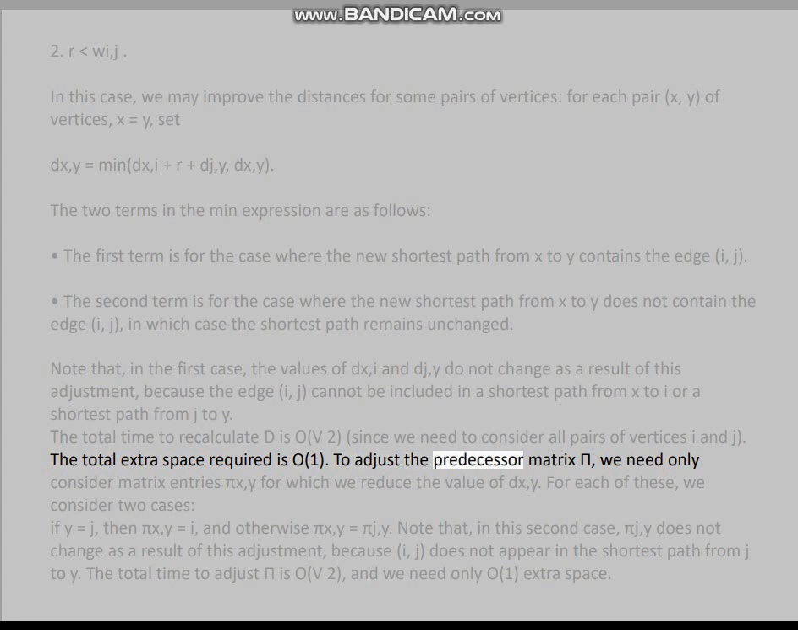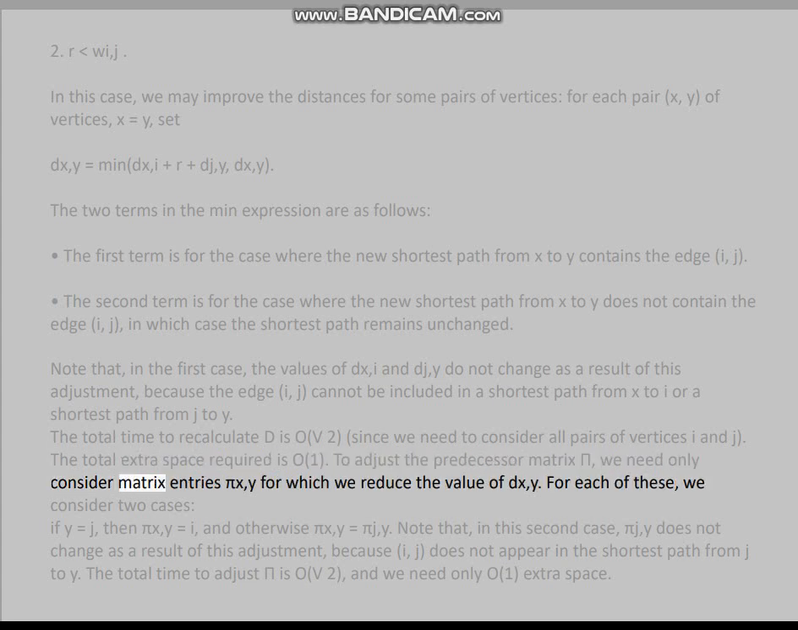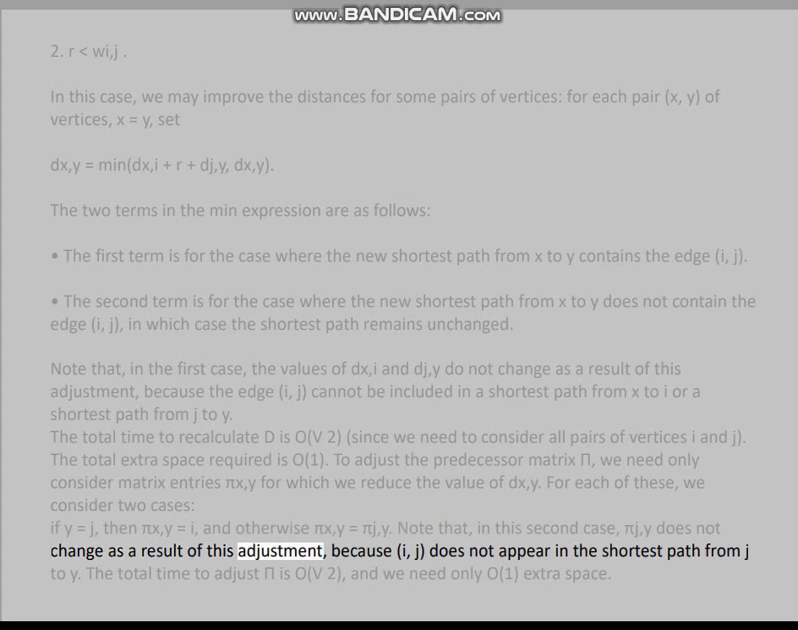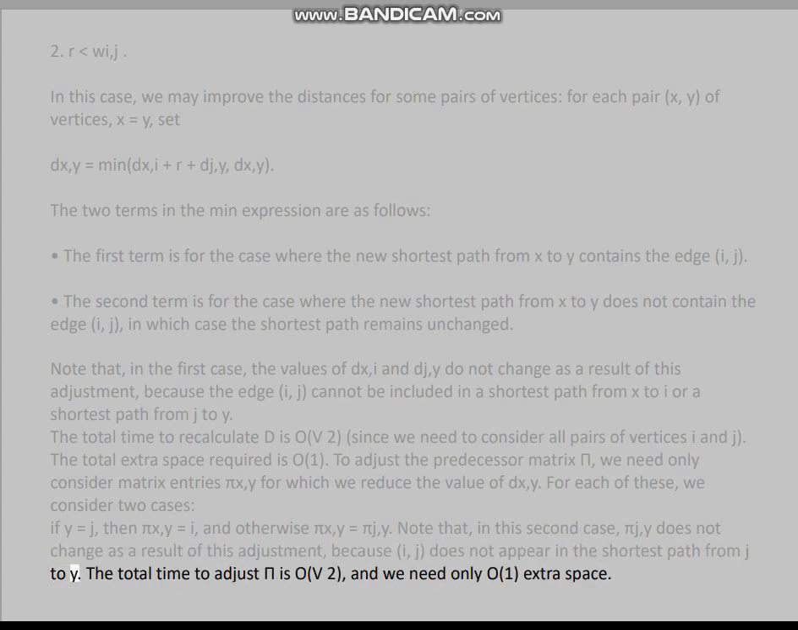To adjust the predecessor matrix pi, we need only consider matrix entries pi(x, y) for which we reduce the value of d(x, y). For each of these, we consider two cases. If y = j, then pi(x, y) = i, and otherwise pi(x, y) = pi(j, y). Note that, in this second case, pi(j, y) does not change as a result of this adjustment, because (i, j) does not appear in the shortest path from j to y. The total time to adjust pi is O(V^2), and we need only O(1) extra space.